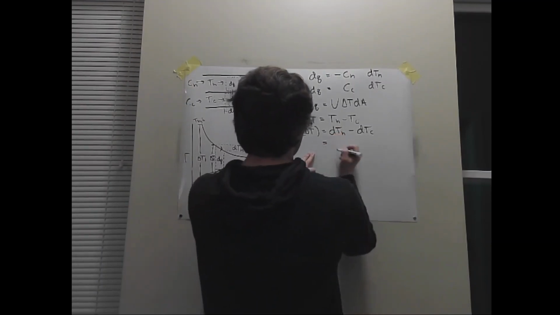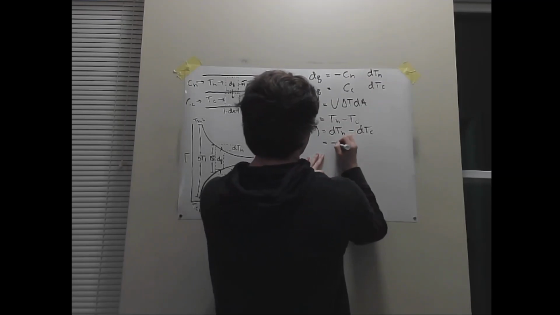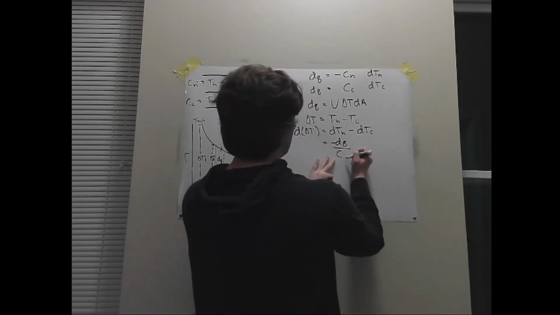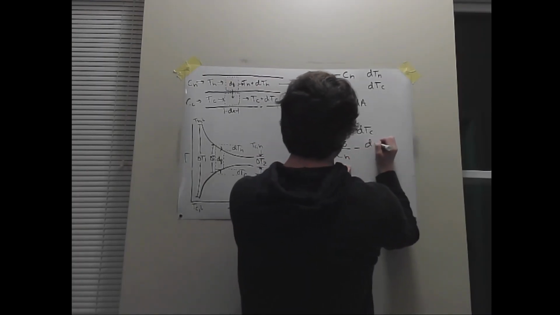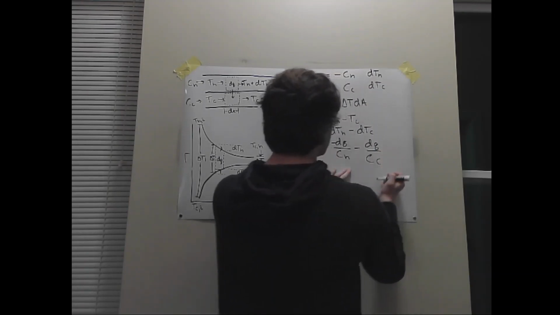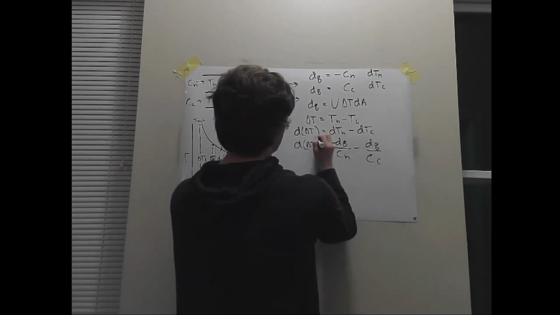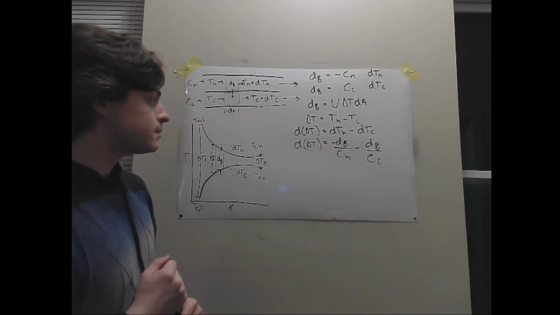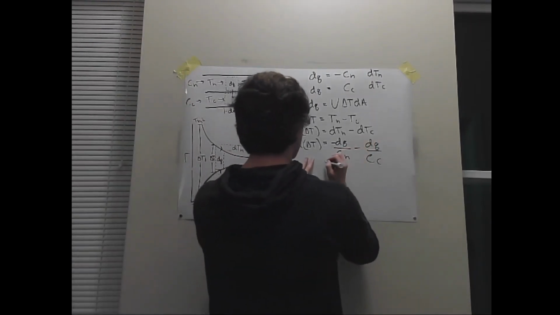So what that's going to look like is for the hot stream term, we're going to have negative dQ over the heat capacity rate of the hot stream minus dQ over the heat capacity rate of the cold stream. And this is still equal to our differential change in the temperature difference. So from here, I can factor out the small amount of heat added, dQ.